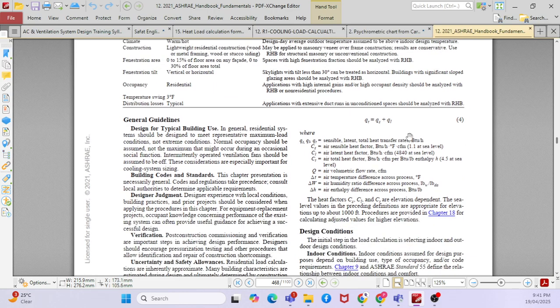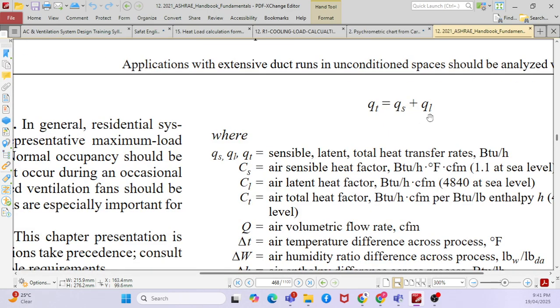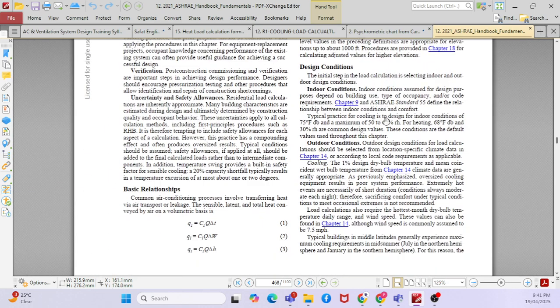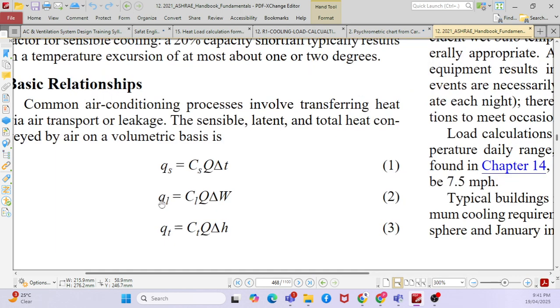from the UAE guideline, right? And can you see that equation here? Yes. The total load is nothing but sensible load plus latent load, right? So when you do the thermal load calculations, you are going to calculate sensible load plus latent load. That will give you the total load, right? How to calculate total load? It's given here, see here, basic relations. You have Q sensible equals Cs Q delta T, Q latent equals CL Q delta W. What is delta W? It is the specific humidity. And Qt equals Ct Q delta H total, right?